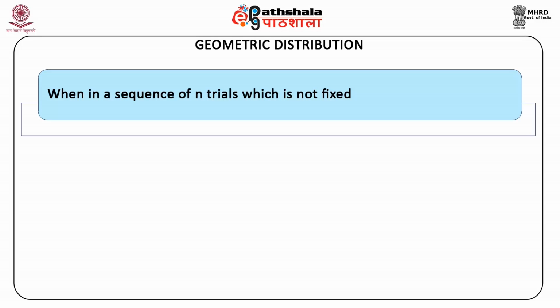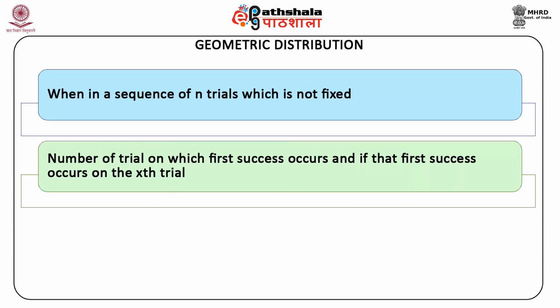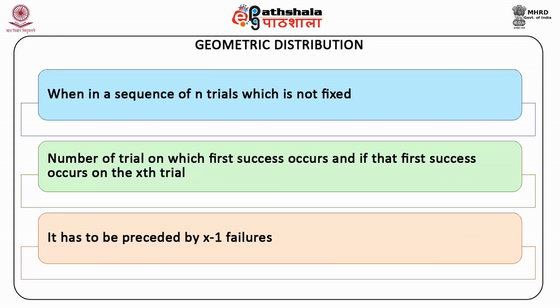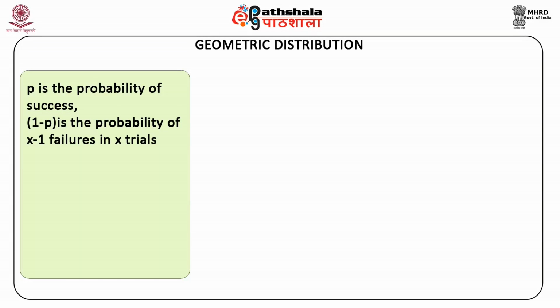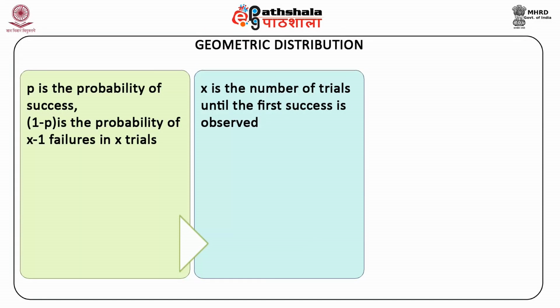When in a sequence of n trials, which is not fixed, we are interested in the number of trials on which the first success occurs, and if that first success occurs on the xth trial, it has to be preceded by x minus 1 failures, then the probability of getting the first success on the xth trial is given by the geometric distribution. Given p is the probability of success, 1 minus p is the probability of failure, so x minus 1 failures in x trials. X is the number of trials until the first success is observed.